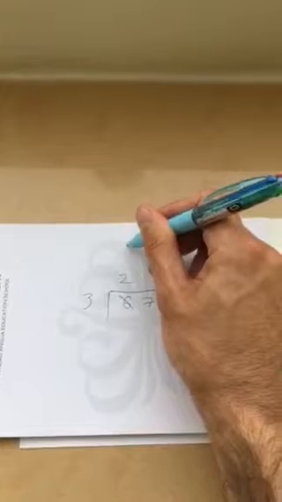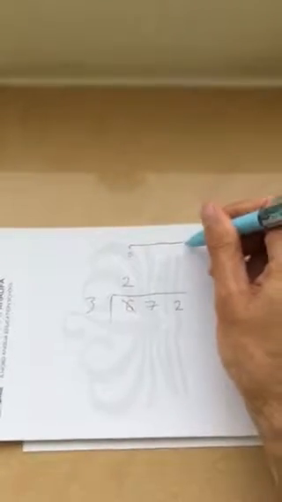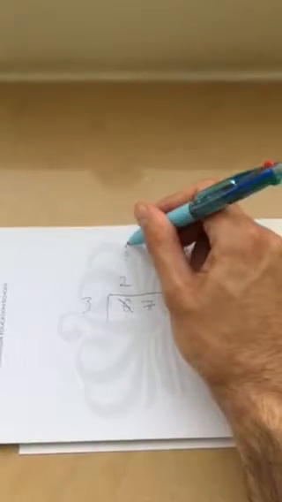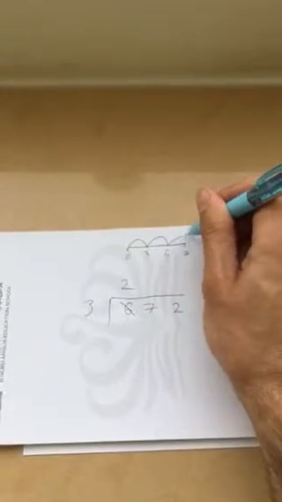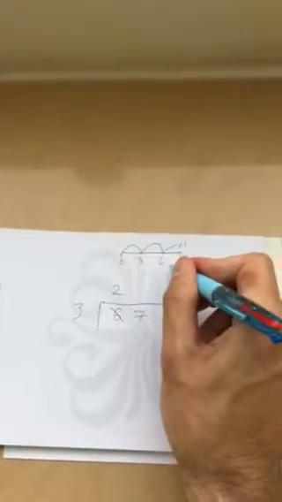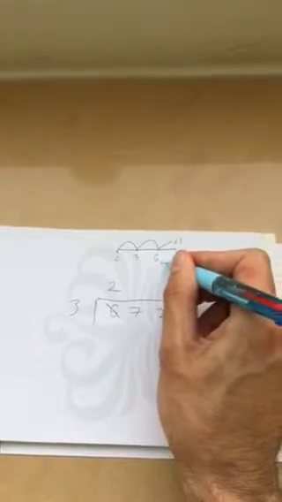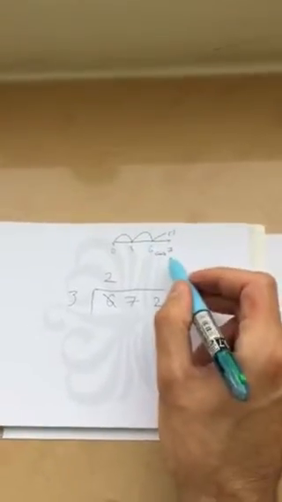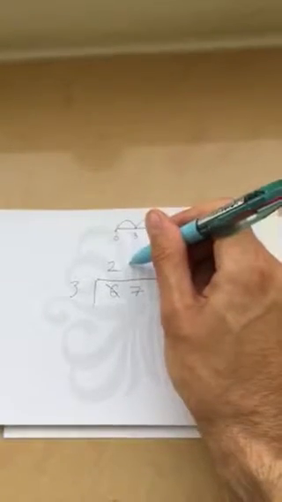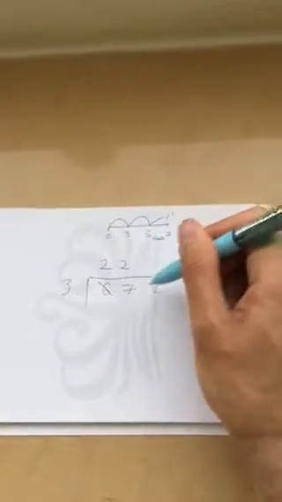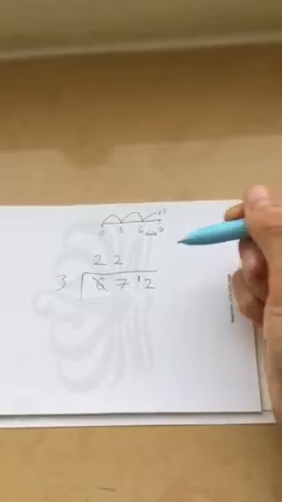Let me show you that again here. Here's 0, here's 7, that's our target number. We go 3, 6, remainder 1, because the difference between these two numbers is 1. So 3 goes into 7 twice, with a remainder of 1.